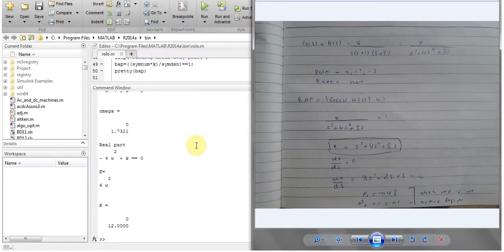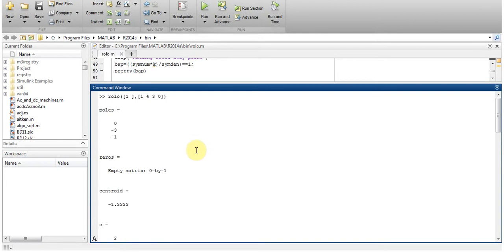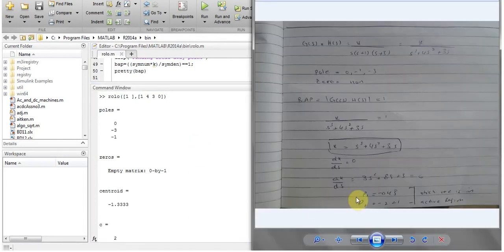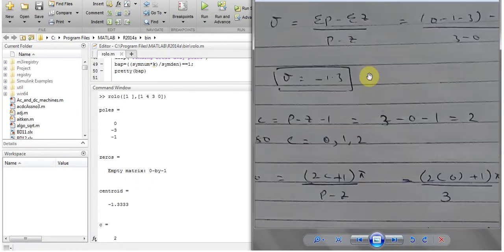Let's see the theoretical part, which was more important as I programmed it. So first of all, we have the poles and zeros. We have poles 0, negative 1, negative 3, and the zeros are just an empty matrix. There is no zero over here. And then the centroid is at negative 1.3. Here is the centroid, which is negative 1.3.